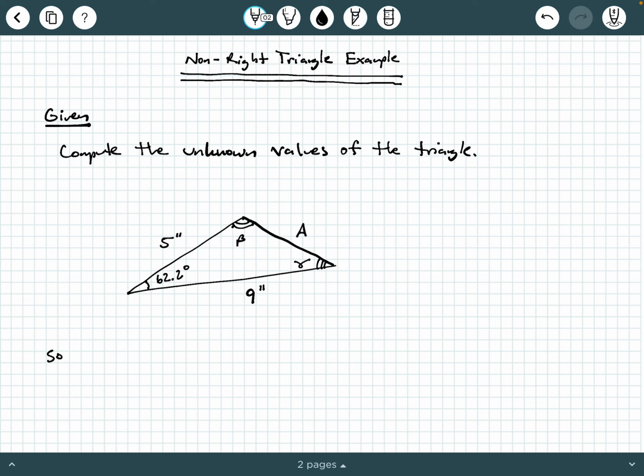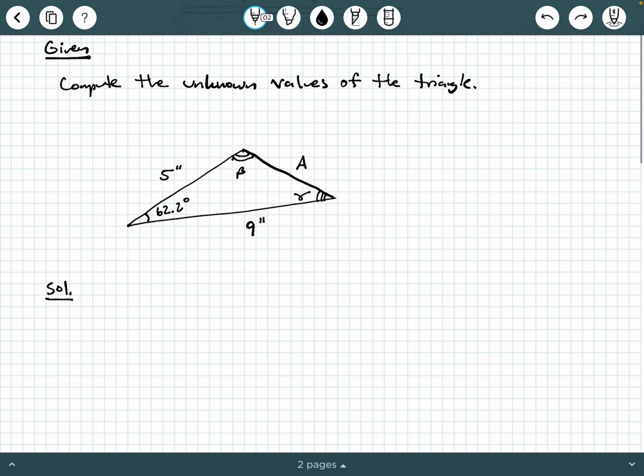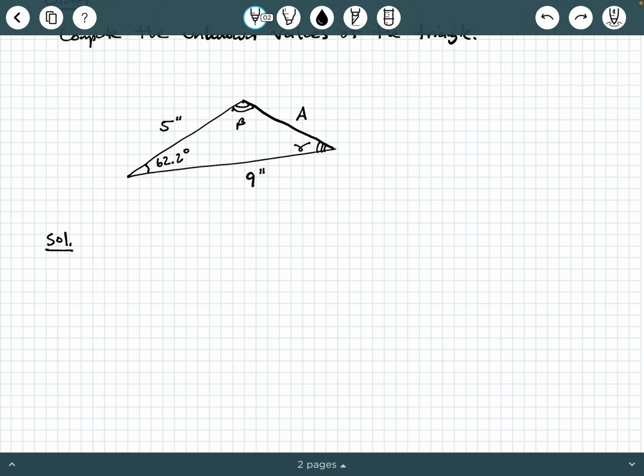So because this is a non-right triangle, we know we're going to have to use either law of sines or law of cosines to solve for some of these unknown values. So let's go ahead and see what we can piece together. If you notice, we have this interior angle 62.2 degrees, and then we have its two adjacent side lengths, 5 inches and 9 inches. But what we don't have is the opposite side length, okay?